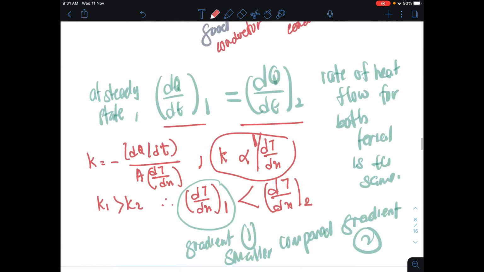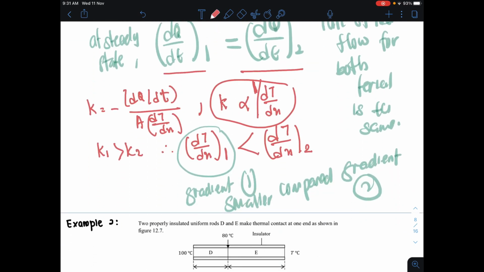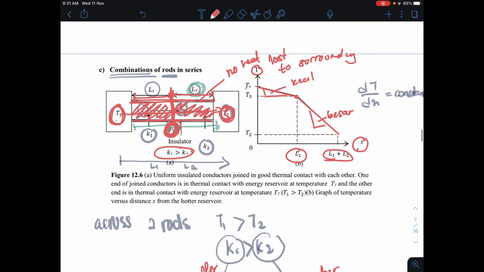Okay, as you have deduced dekat sini, gradient 1 is smaller compared to gradient 2. So your 2 is much steeper, besar. Your 1 is less steeper, kecil. So kalaulah k2 yang besar daripada k1, maka temperature gradient 1 yang akan jadi lebih steeper lah. Are we good? Okay, so you have to be very careful lah. Siapa punya thermal conductivity besar, in order to deduce the gradient, siapa lebih steep.